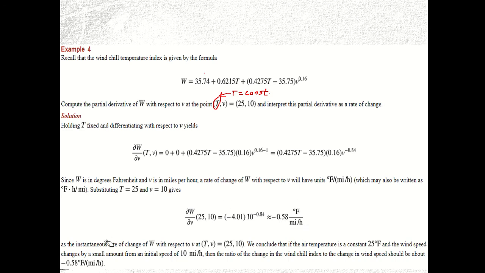This is the instantaneous rate of change of the wind chill temperature index with respect to V at this particular point, with temperature at 25 and V equal to 10. So we conclude that if the air temperature is constant at 25 degrees Fahrenheit and the wind speed changes by a small amount from an initial speed of 10 miles per hour, then the ratio of the change in the wind chill index to the change in the wind speed should be about negative 0.58 degrees Fahrenheit per mile per hour.